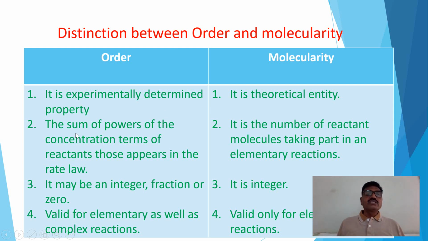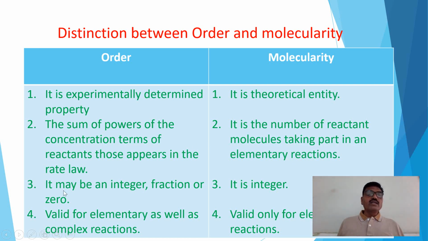See, order is the sum of the powers or exponents of the concentration terms of the reactants that appear in the rate law. That is defined as the order. While molecularity is the number of reactant molecules taking part in an elementary reaction. Just a number. It is the number of reactant molecules taking part in an elementary reaction.